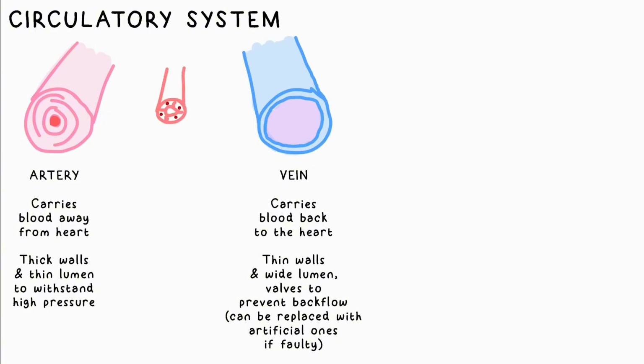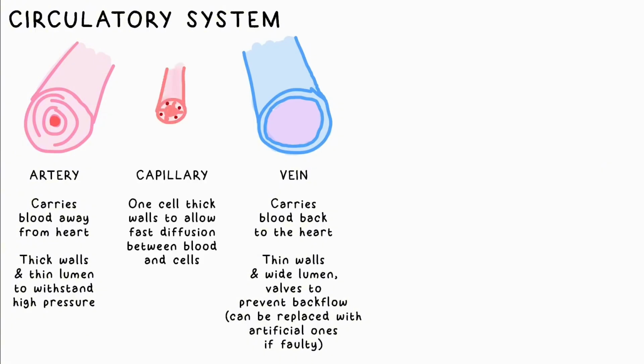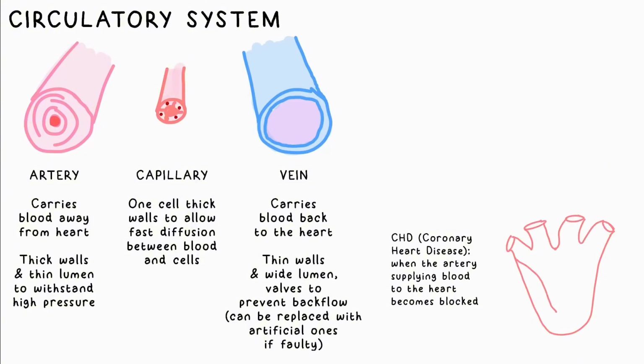Arteries split and get smaller and smaller until they end up as tiny capillaries, with one cell thick walls to allow the fast diffusion of molecules in and out of cells. The heart is a muscle, so it needs its own supply of oxygen, and therefore blood, to keep the muscle pumping. This is delivered by the coronary artery. If these are blocked by the buildup of fatty deposits, a heart attack can occur. This is CHD, coronary heart disease.